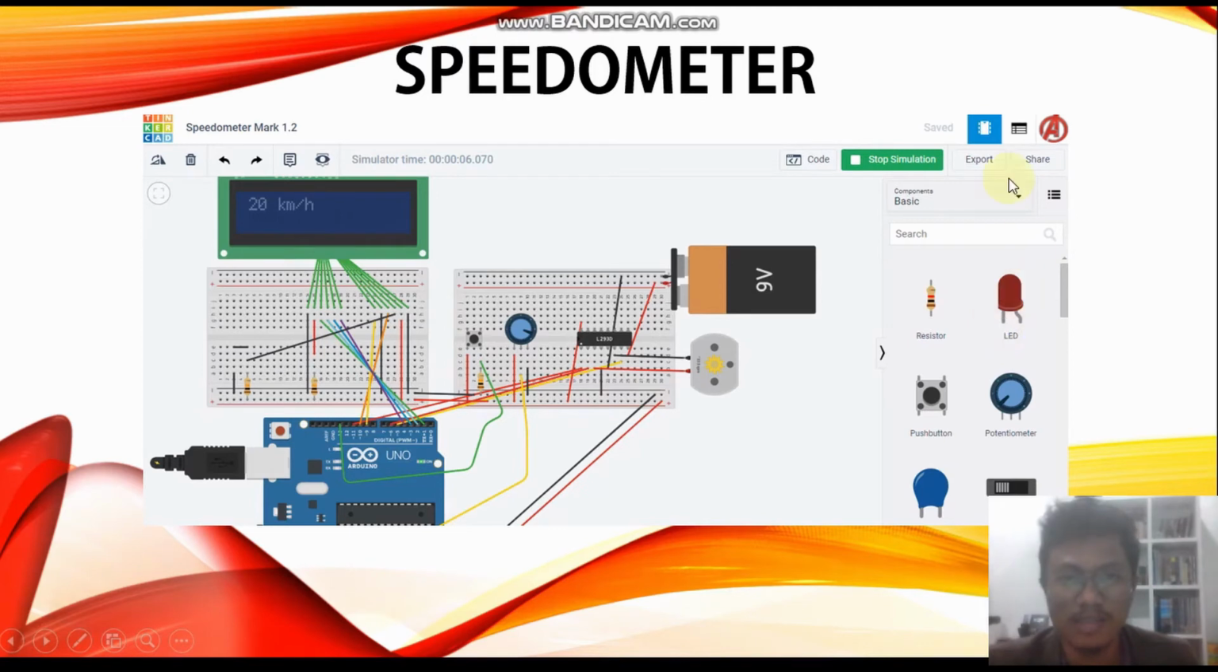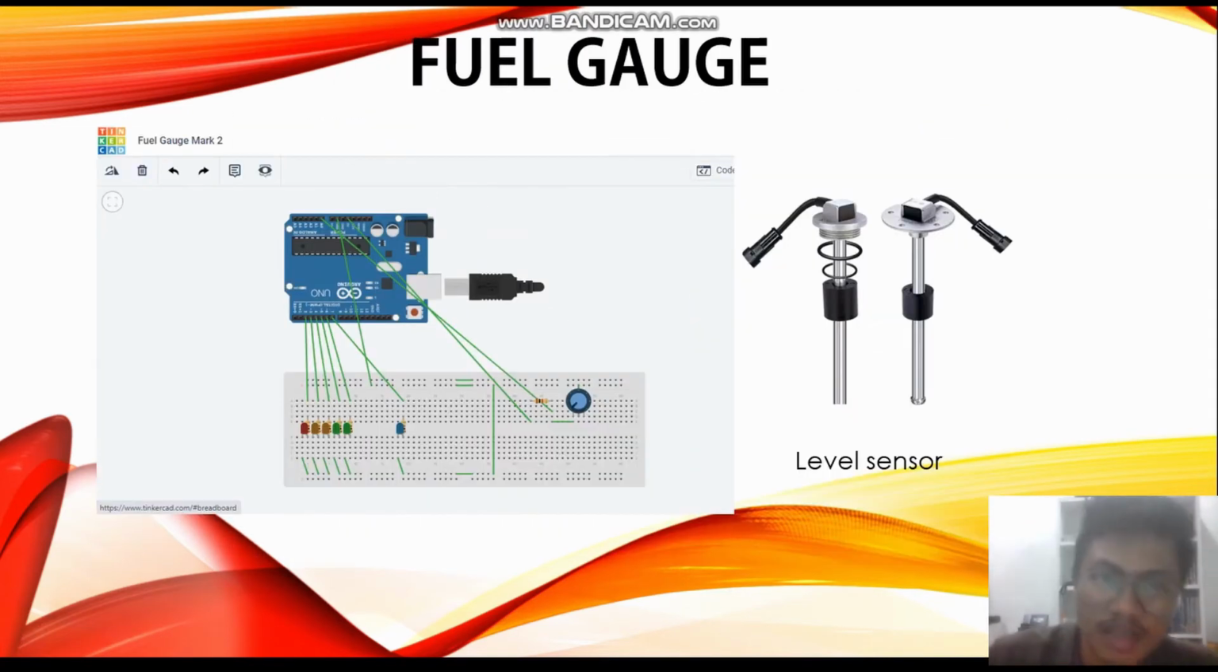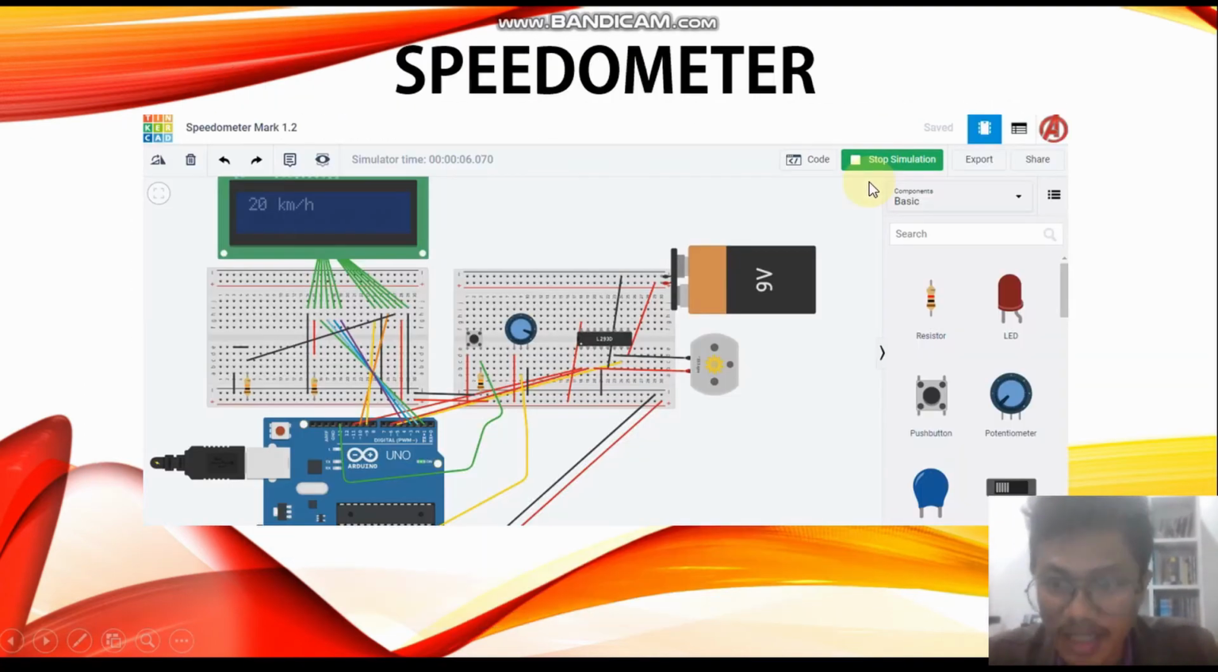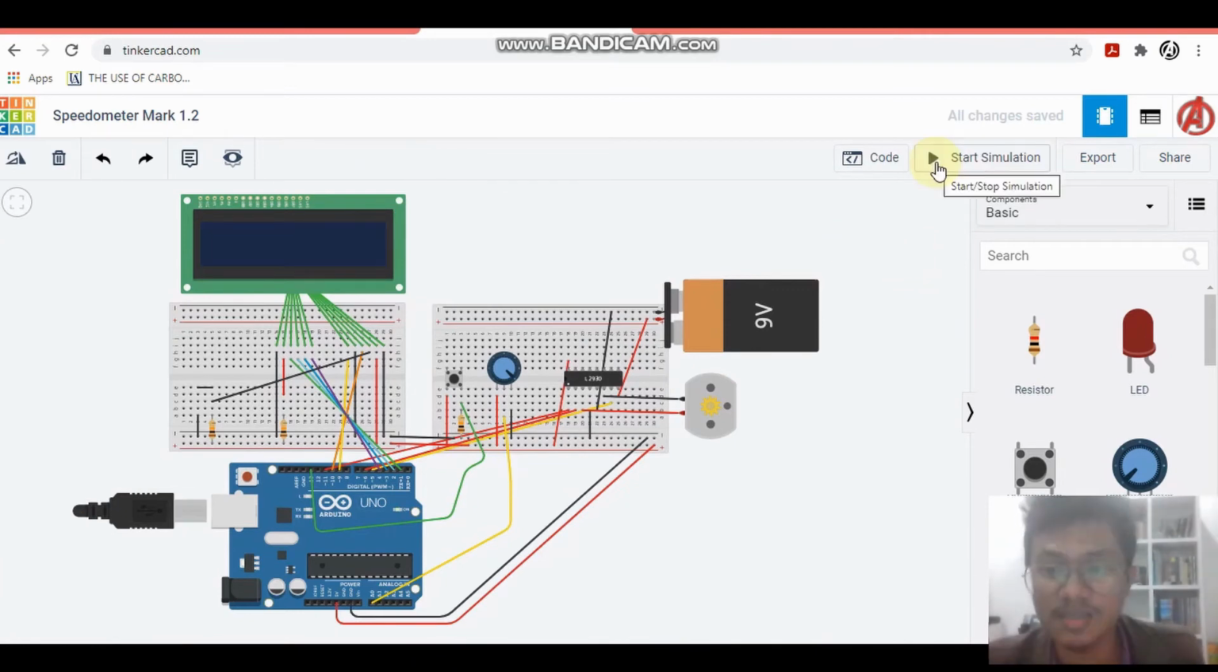This is our speedometer, this is our distance sensor, and this is our fuel gauge indicator. And now let's go to the Tinkercad website to run some simulations. Firstly, the speedometer. Let's run the simulation.